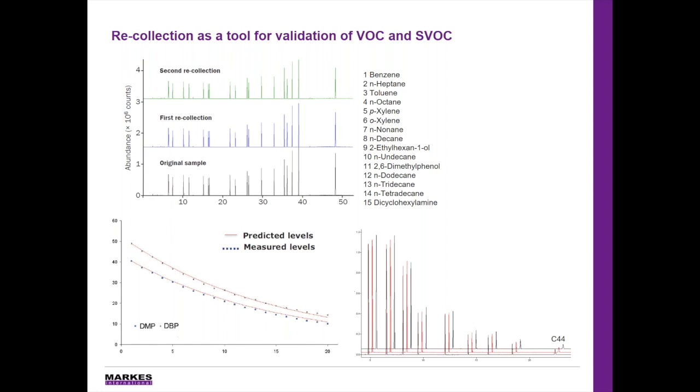If the measured results perfectly match the theoretical results, then apparently all the compounds you're interested in are coming through your system, and they are being quantitatively analyzed. The bottom right corner graph also shows that it can go up to C44 with recollection and with our thermal desorption system.